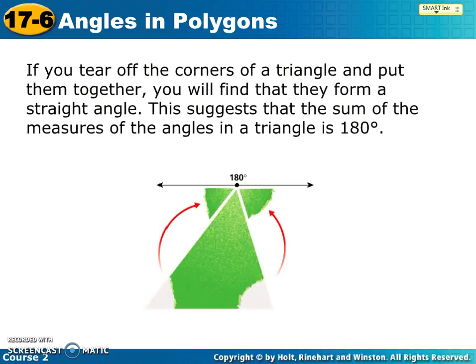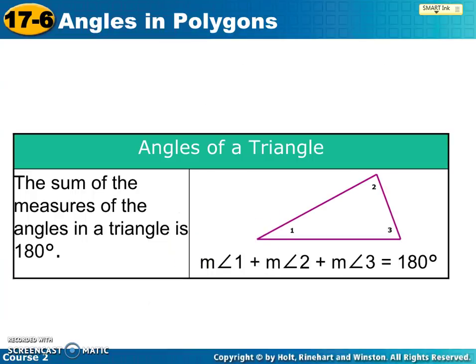So basically, if we want to find the angles of polygons, we can start by tearing off the corners of a triangle and putting them together. You'll find that they form a straight angle. This suggests that the sum of the measures of the angles in a triangle is 180 degrees. So if I take all three angles of a triangle and add them together, they are going to equal 180 degrees. The sum of the measures of each triangle, 1, 2, and 3, equals 180.